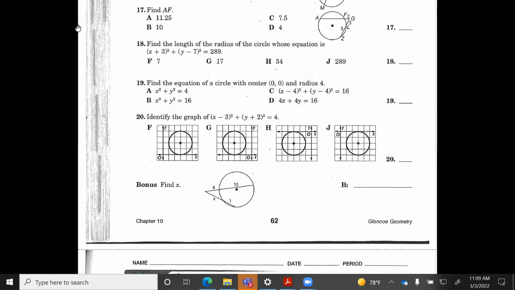Again, for circles, there's the formula. It was (x − h)² + (y − k)² = r². Center is (h, k) and radius is r. I'm just writing the information from our notes again.